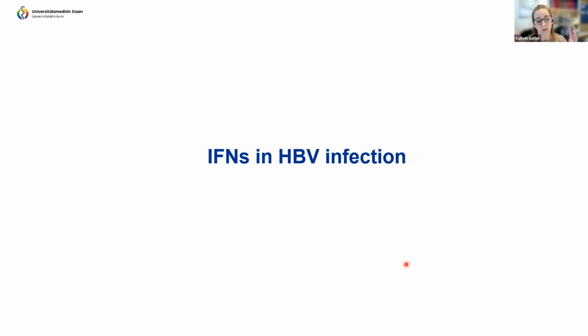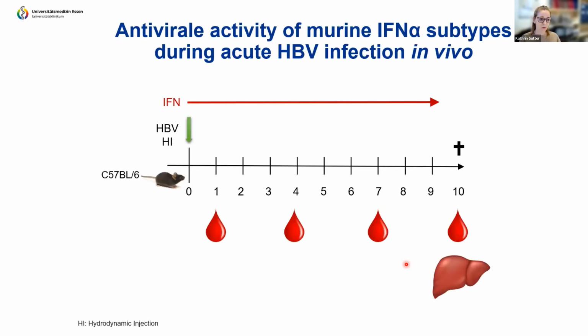But there we also know that depending on age, sex, and so on, and also the type of HPV, the serotype, the outcome of the therapy strongly differs. So we first started with the mouse model, and this is a model where you inject a plasmid encoding for HPV into the mouse. Here it's the same.